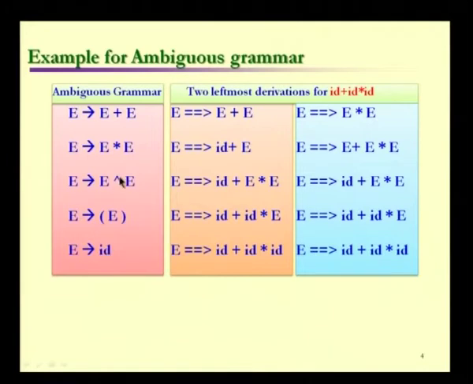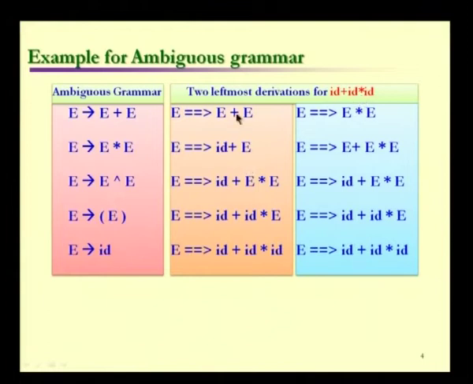So, now this grammar has ambiguity, but to prove this grammar is ambiguous, we must show that there exists more than one leftmost derivation or more than one rightmost derivation or more than one parse tree for any one of the sentences from the language of this grammar. So, we know that id plus id star id is a string which is in the language of this grammar, where id stands for any identifier, and plus and star are the operators for addition and multiplication respectively.